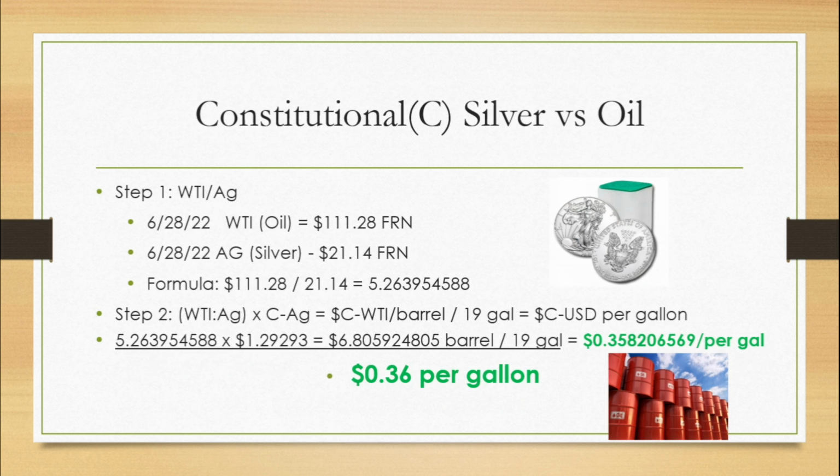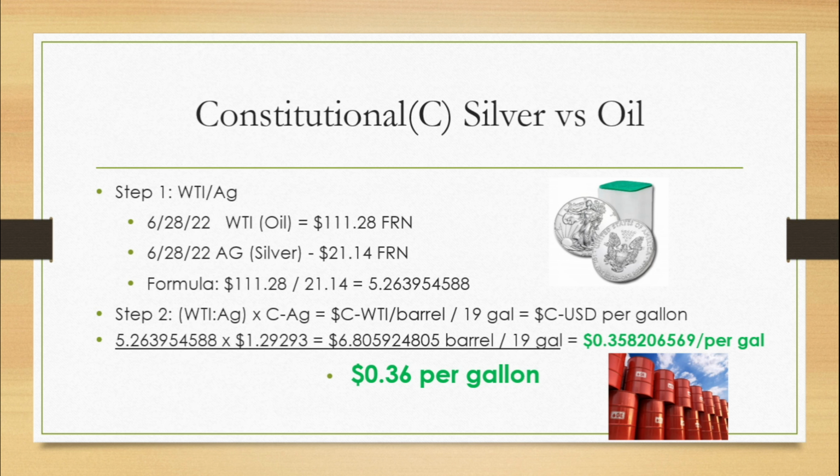This is the constitutional silver versus oil. This is essentially what the first video is about. We're just going to break it down so you guys can see exactly how we came to the conclusions that we did. Again, we have the current market prices: 111 divided by 21.14 gets us that 5.26. It's changed a little bit. It's been a few days that have passed, so the markets have slightly changed. We go ahead and do it again, put it in that equation. Our ratio, 5.26, times the constitutional value of the silver dollar, 1.29, gets us $6.80 per barrel, divided by 19 gallons. It gets us that 36 cents per gallon.